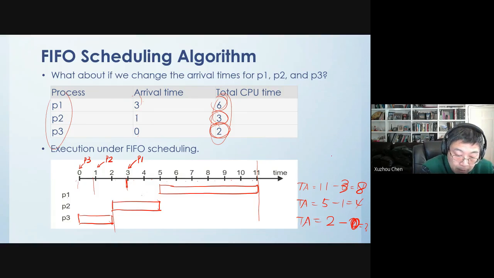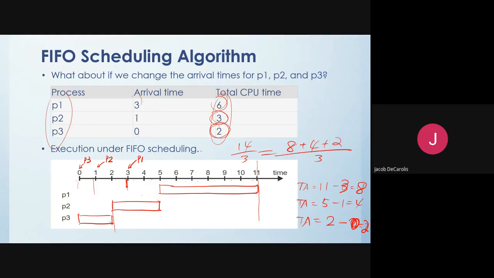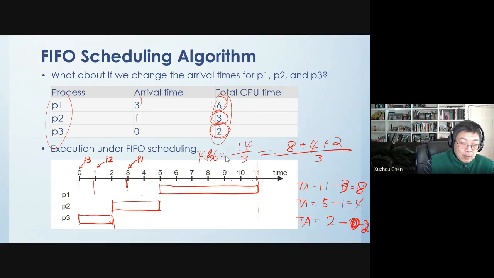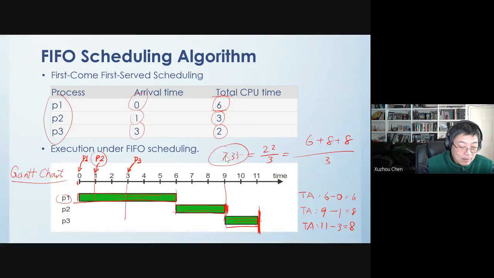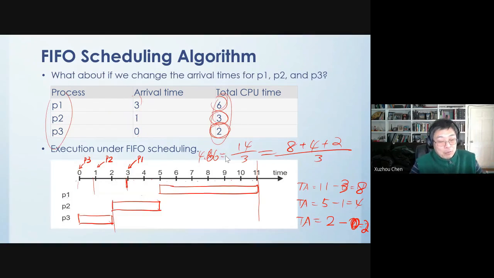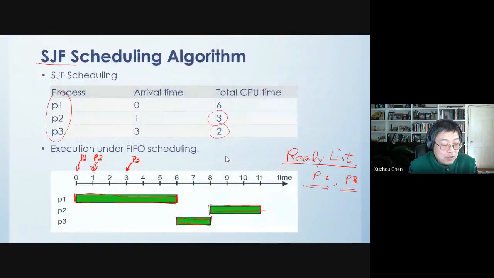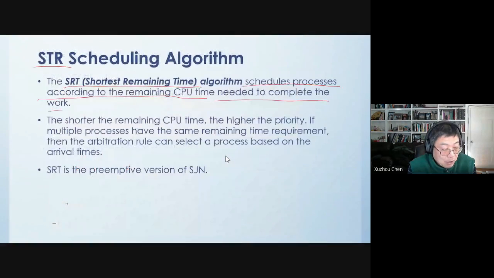So the average turnaround time is 8 plus 4 plus 2 divided by 3. So that's 4.67, or 4.6 repeating. Definitely this is better than the previous case, right? That's why people feel better in this case, because the shorter one finished its job first. Now you can just calculate the turnaround time in each case.